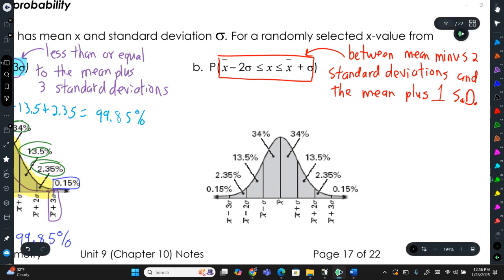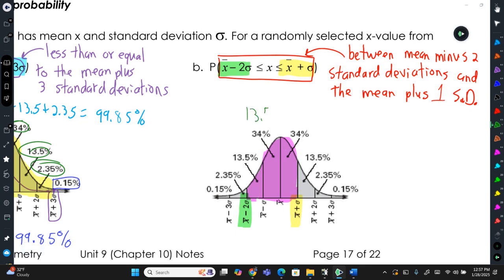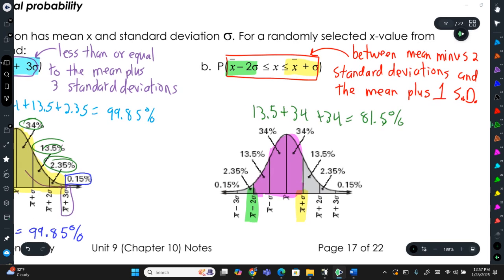So we're going to find these two things below, and we want the area in between. So we want all of this. So now we're going to add 13.5 plus 34 plus 34, and that's 81.5%. So it's a lot of matching and then just understanding what the symbols say. Less than means I've got to go to the left, greater than I got to go to the right. And then if you have a compound one like letter B, we want that in between.